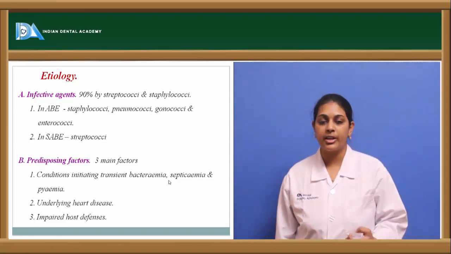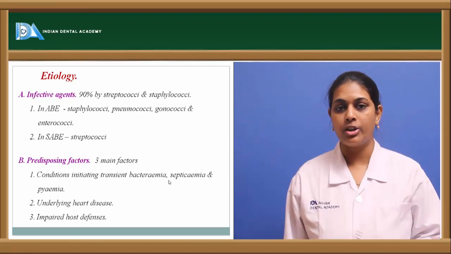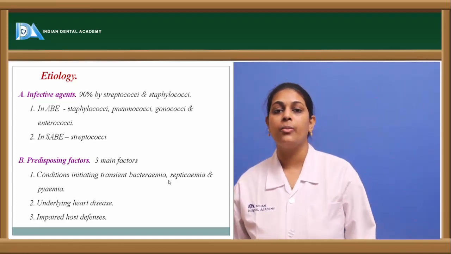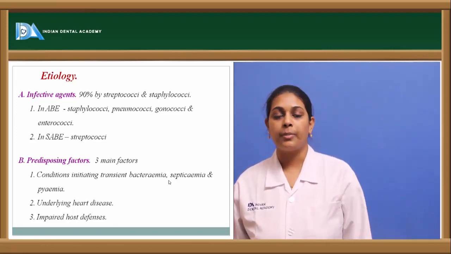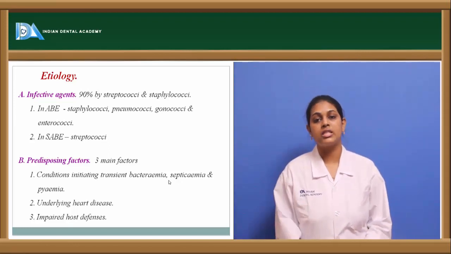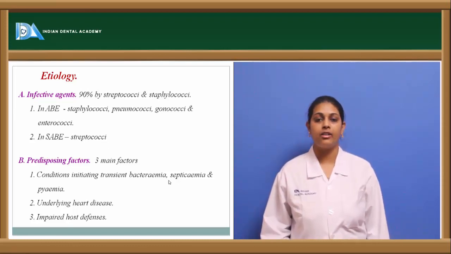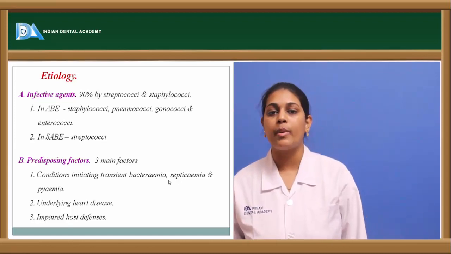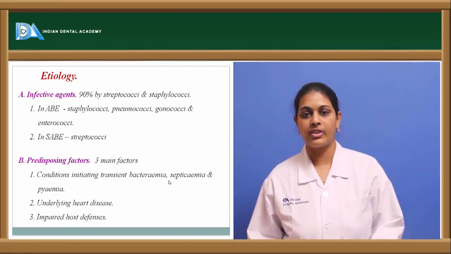So among these predisposing factors, the first is conditions which usually initiate transient bacteremia, septicemia as well as pyemia. So the condition itself, that is a compromised host, might result from, or a previously present condition such as bacterial infections or any septicidal infections might hamper the host against the organisms which cause bacterial endocarditis and result in progression of this condition.